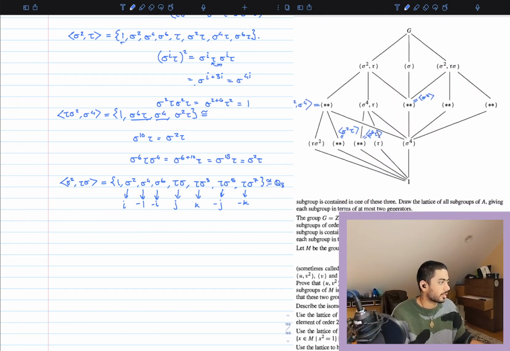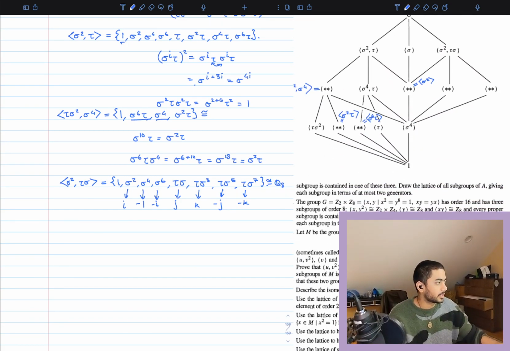Because now if you look at this thing over here, this is like I. So this is I. And then we're supposed to have a j and a k. And look, here's -1. Okay, so what is j? J was sigma or tau sigma. This is the same thing as tau sigma. And then this here is going to be the same thing as k, which is tau sigma cubed. And they each contain -1, which in this setting is called sigma to the 4.